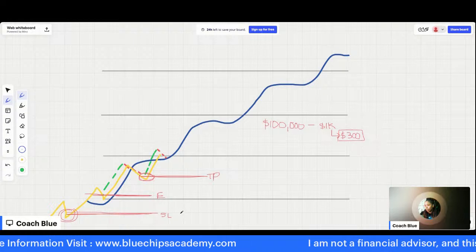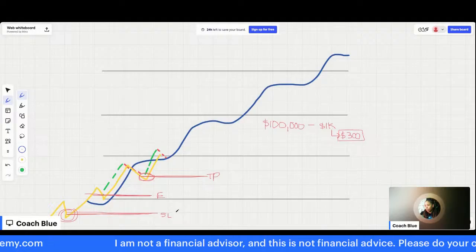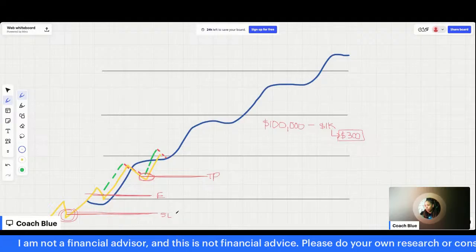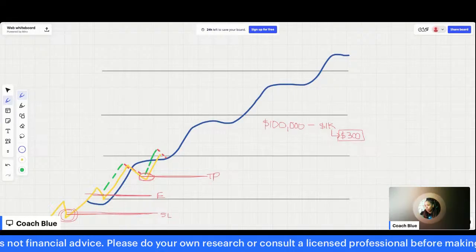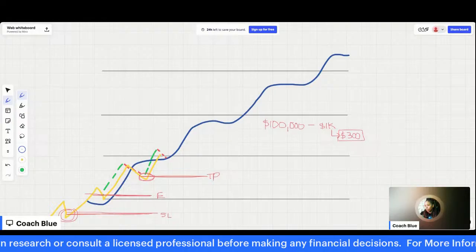So my stop loss, when I'm measuring and I'm putting it, you should never enter a trade without already measuring your stop loss and how much you're risking. You should know how much you're risking before you enter the trade. I can't express that enough.